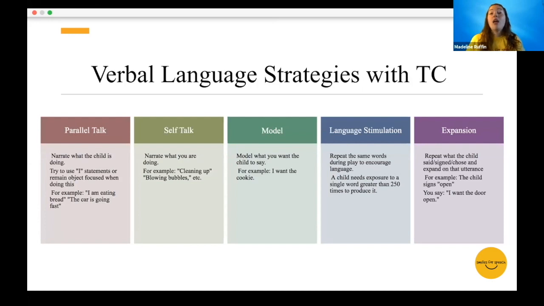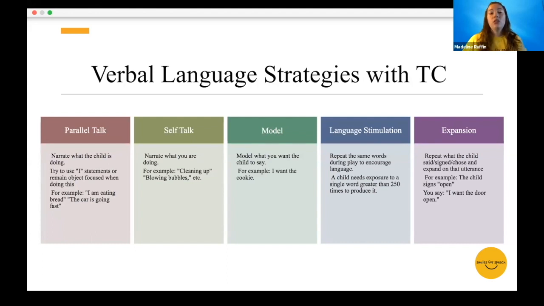And I would say, I am eating, eat. I want to eat. I am eating bread. I am eating bread with butter. I am eating a cookie. I would repeat this word multiple times within an activity.